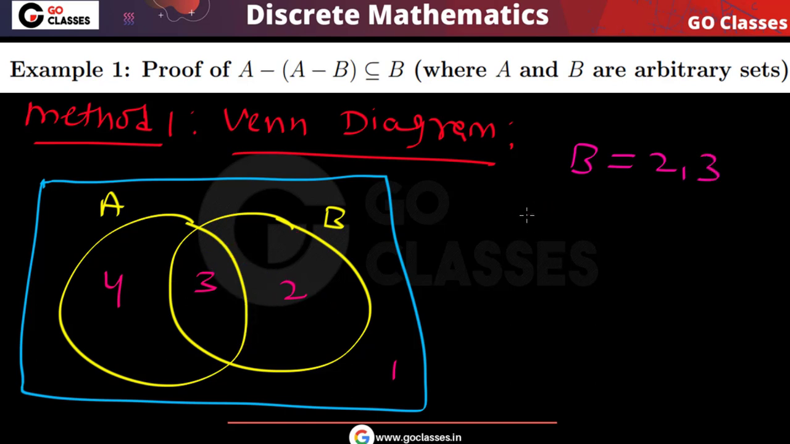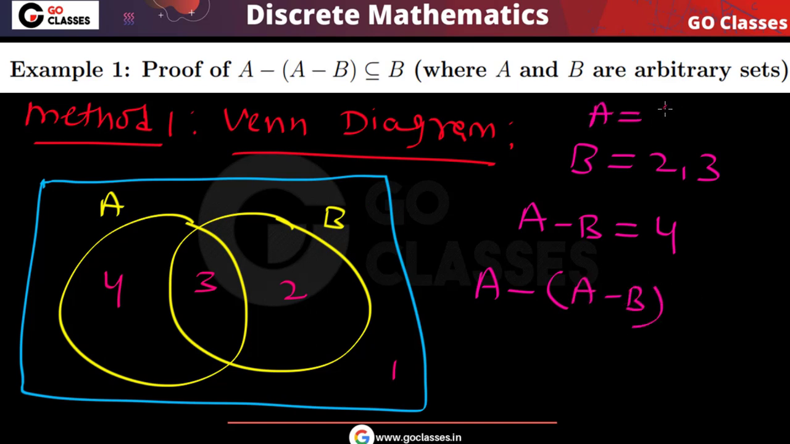And what is the area of A minus B? A minus B means elements which are only in A, not in B. So the A minus B area is 4. This area is the A minus B area. Now remember, what is the area of A? Area of A is 3 comma 4. This is the area of A.